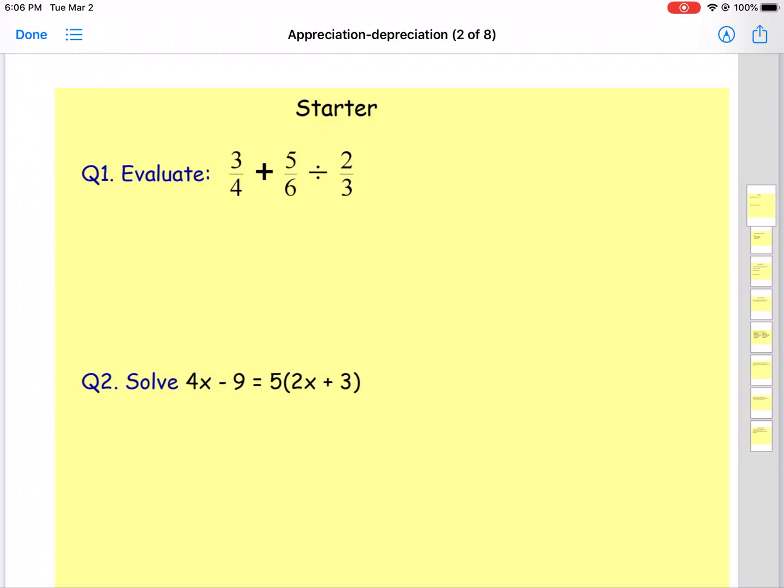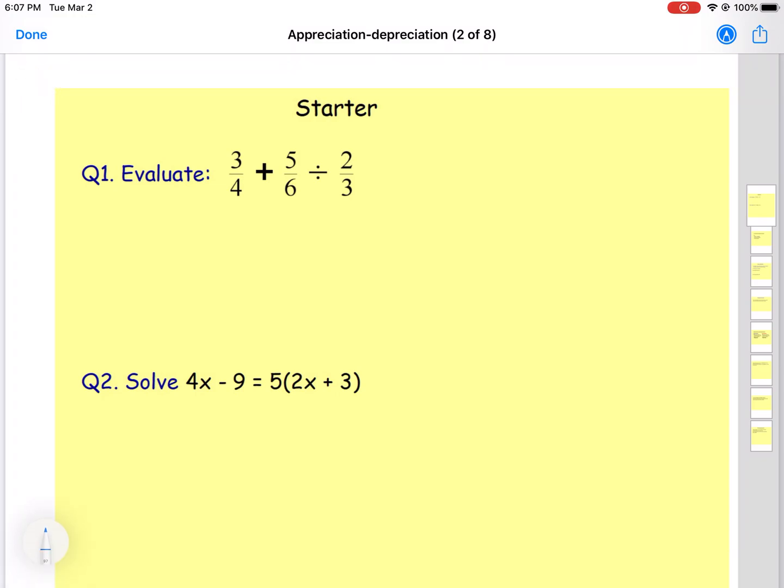Everyone, this is a video looking at mainly calculator percentages, but it's extending percentages into the Nat 5 skills of appreciation, depreciation, and adding in some compound interest as well. We've got a starter here, please complete that and then come back on for the answers.